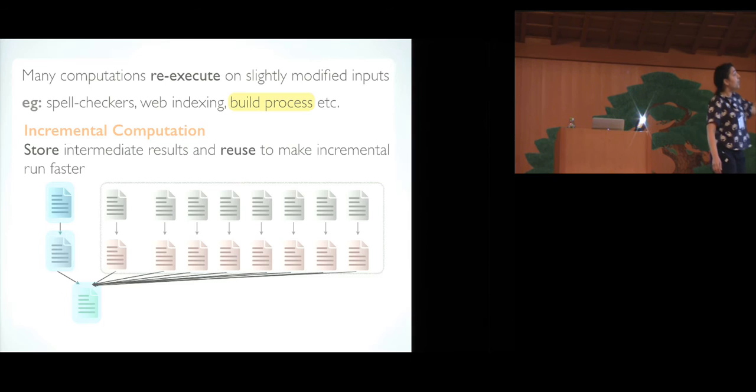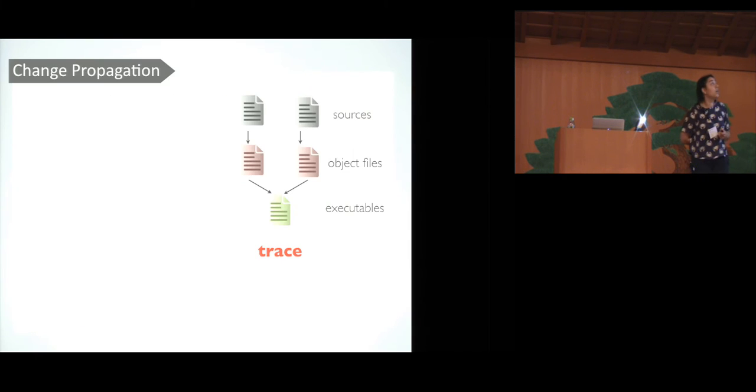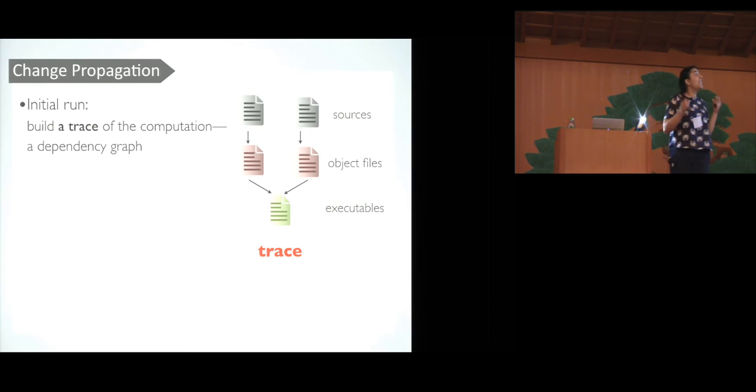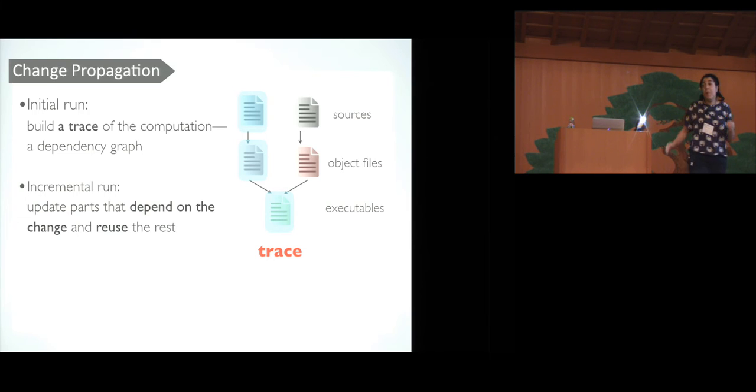And at the heart of incremental computation, there's a technique called change propagation. So for change propagation to happen, in the initial run of the program, we build a trace of the computation. By trace, I mean a dependency graph of the inputs, intermediate values, and the outputs. Then in the incremental run, we propagate these changes from modified inputs towards the output, and only update parts of the computation that depend on the change. And for parts that stay the same, we reuse.